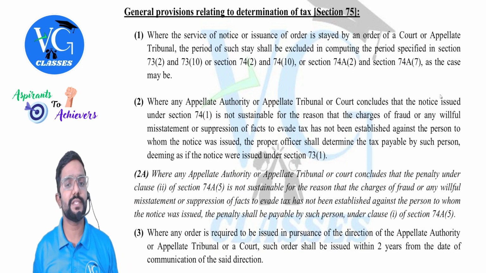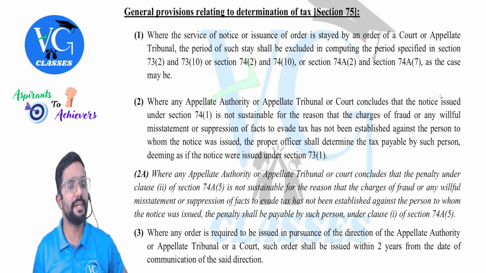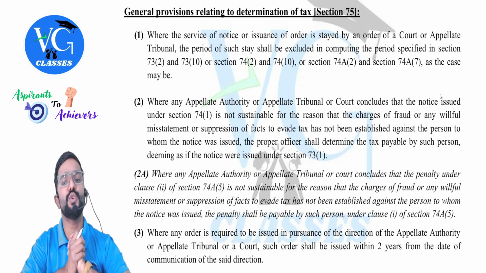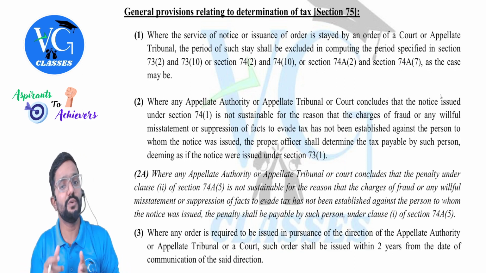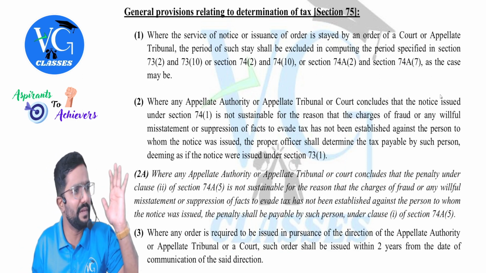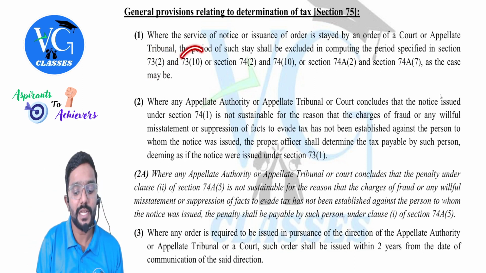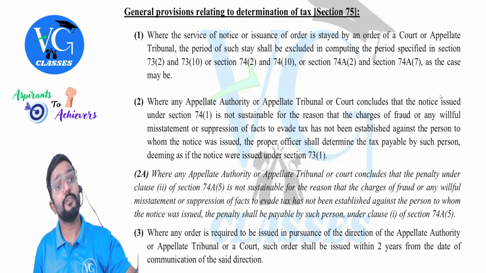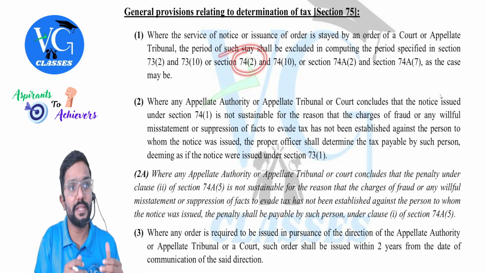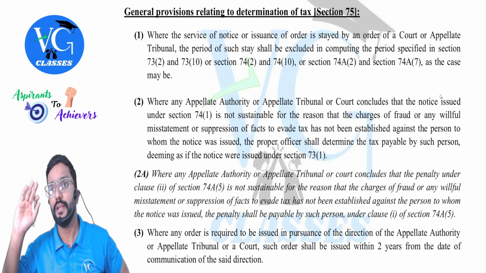Where the service of notice or issuance of order is stayed by an order of court or appellate tribunal, the period of such stay shall be excluded in computing the period specified in section 73 subsection 2, 73 subsection 10, 74 subsection 2 or 74 subsection 10. Guys, one by one I will go. This is the time limit to give notice under section 73, and this is the time limit to pass the order under section 73 for a case other than fraud. Now coming to fraud, the time limit to issue notice is given in subsection 2 of section 74 and to pass the order in 74 subsection 10.